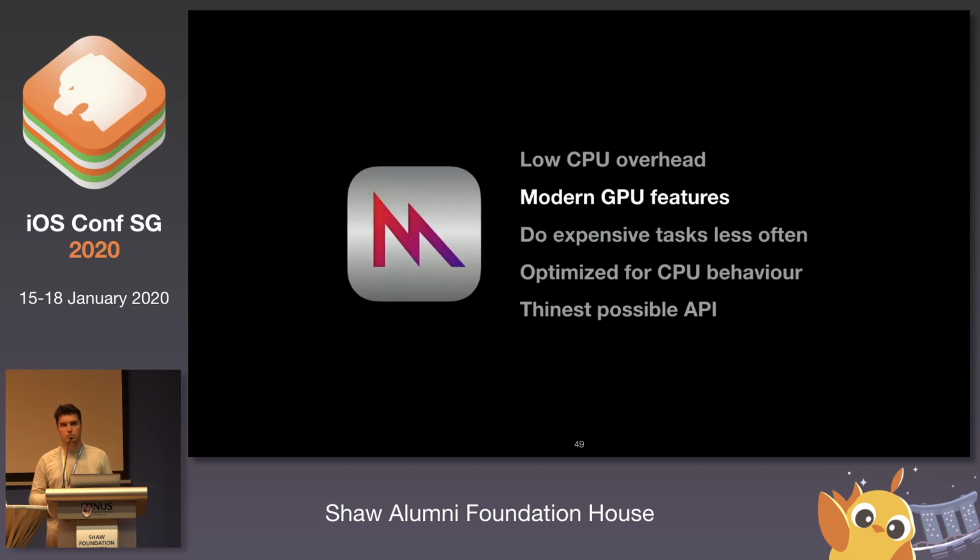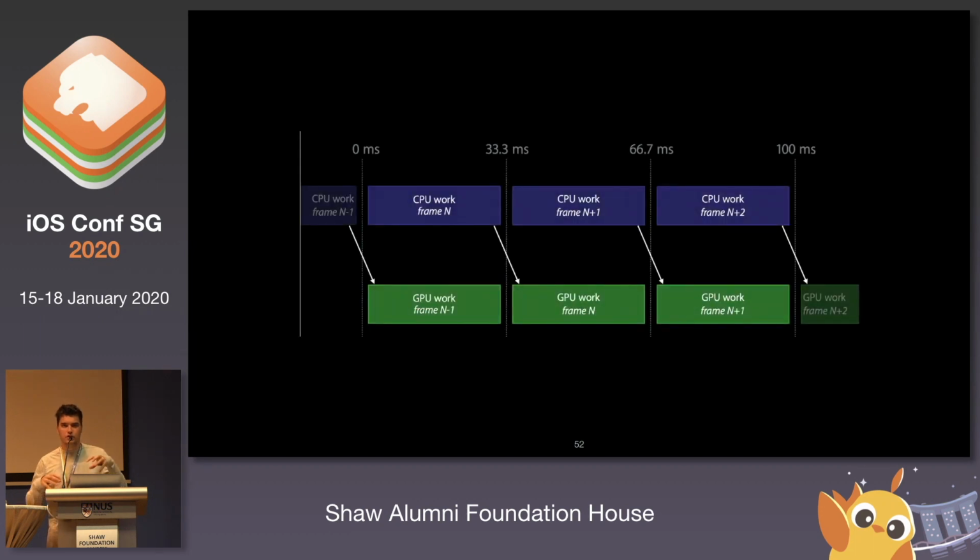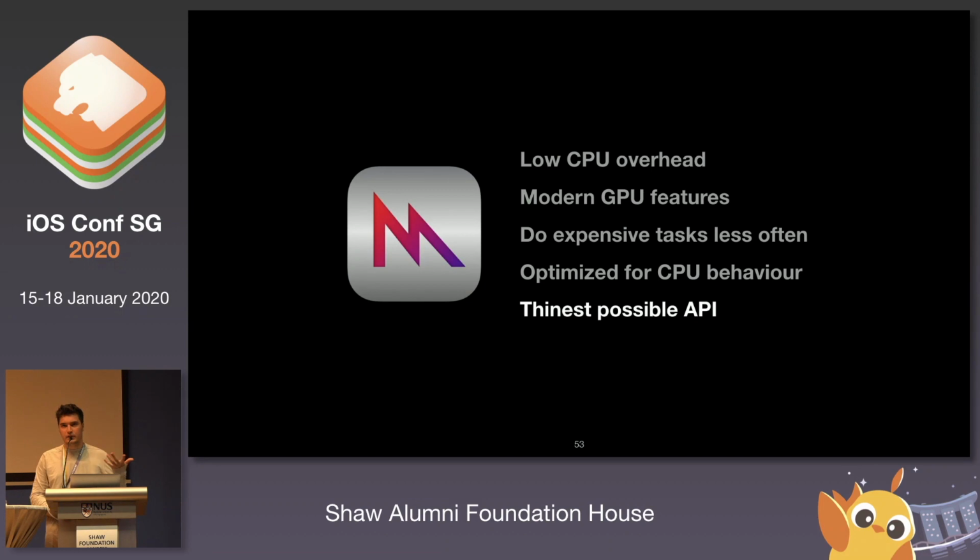It features all of the modern GPU features you can imagine, from tessellation to instance rendering and so on. It is designed to make expensive tasks less often, so you move redundant work into the initialization stage and then do less throughout the frame. It's very optimized for CPU behavior because you can parallelize GPU and CPU, so since they are physical devices, you can prepare your next frame while the GPU renders the previous one. And it's a very thin API that we'll cover in detail today.